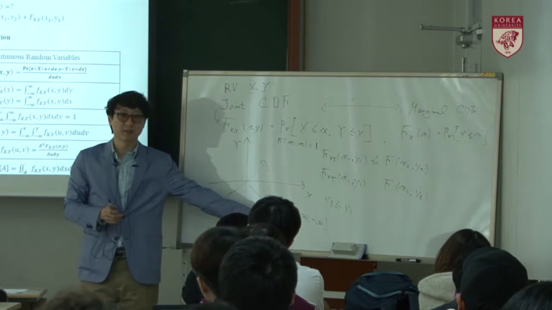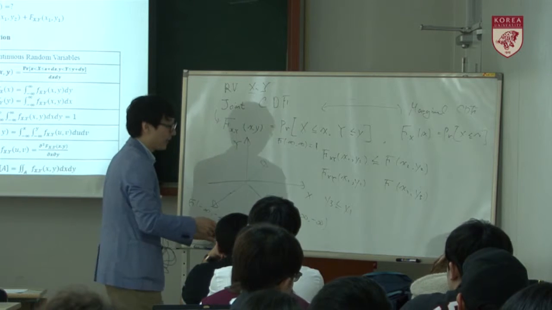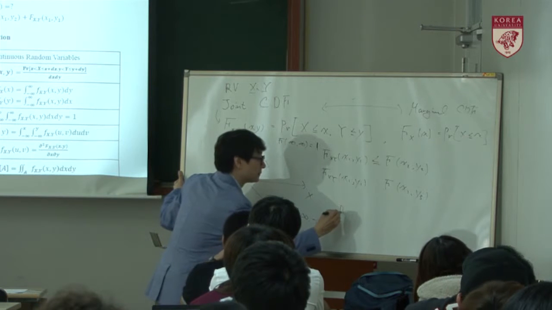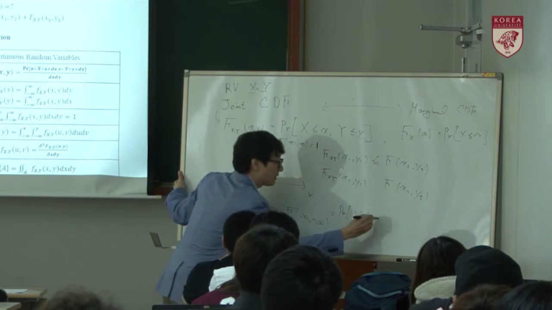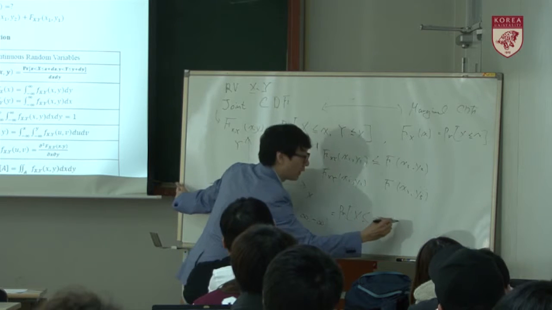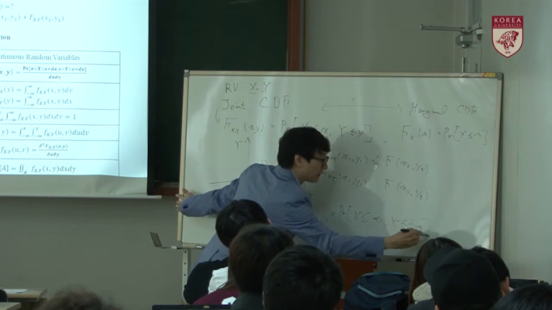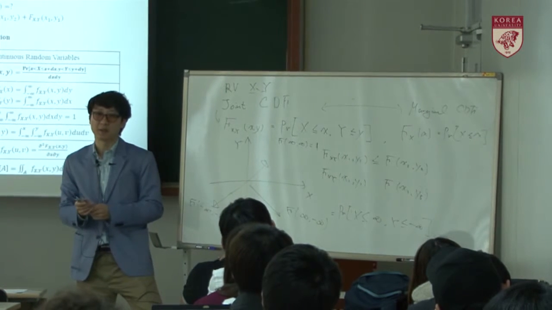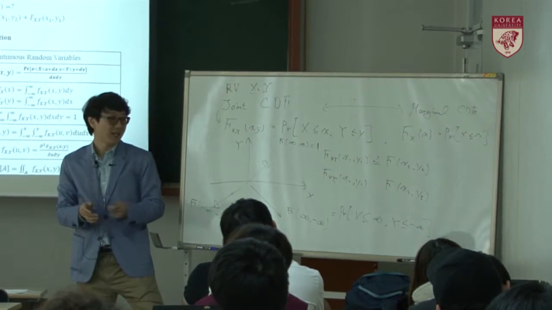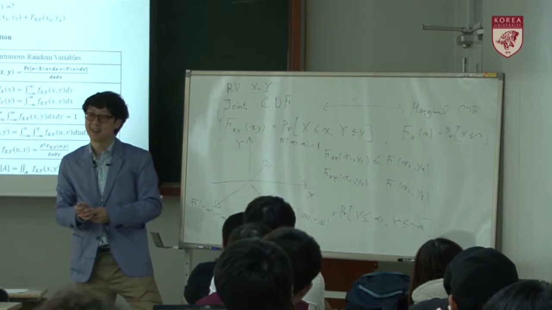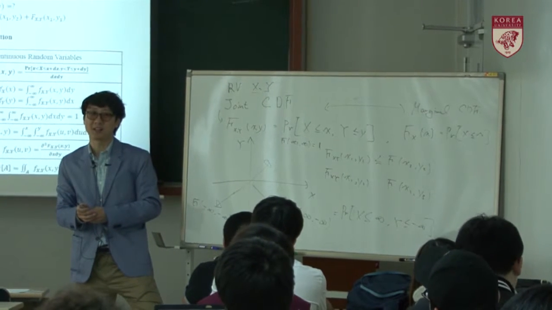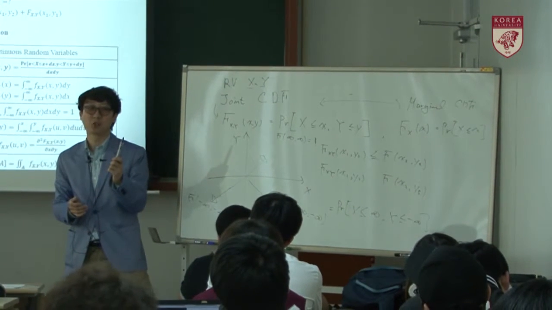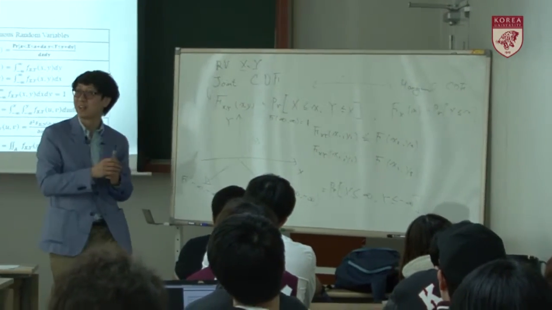Okay, so what's going to be this one? This is the probability that X is less than or equal to infinite and Y is less than or equal to minus infinite, right? So what's going to be this probability? 자, 이 확률은 얼마일까요? x가 무한보다 작고 y가 마이너스 무한보다 작다. This probability should be 0, right?